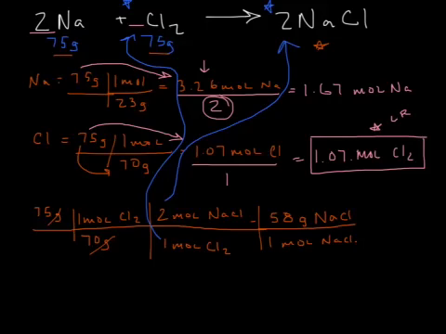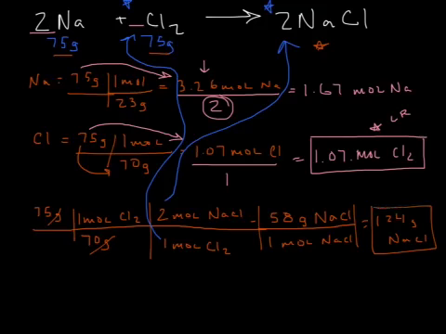I'm starting to pull in a random 2. I need to remember my ionic bonding rules. Okay, and this math is going to end up giving us approximately 124 grams of NaCl.